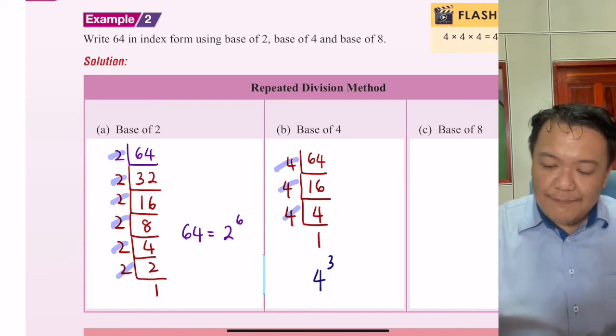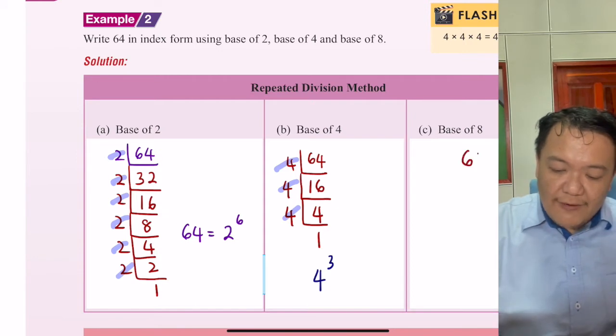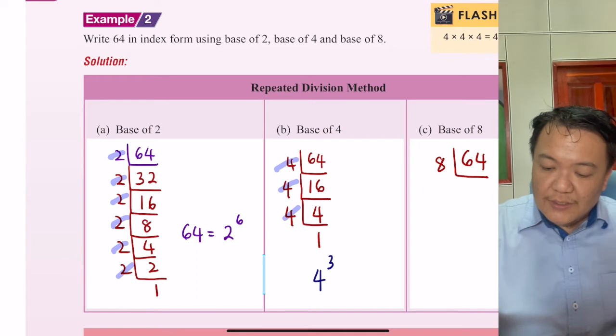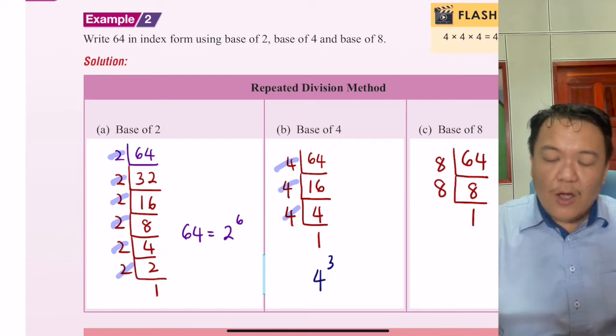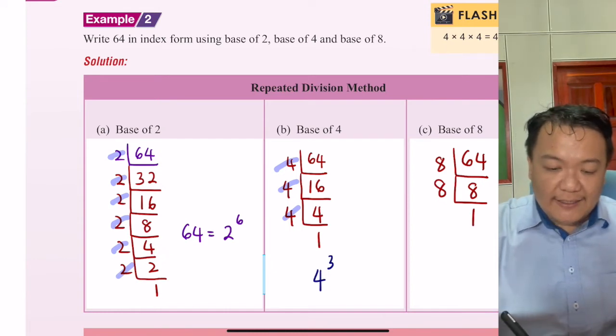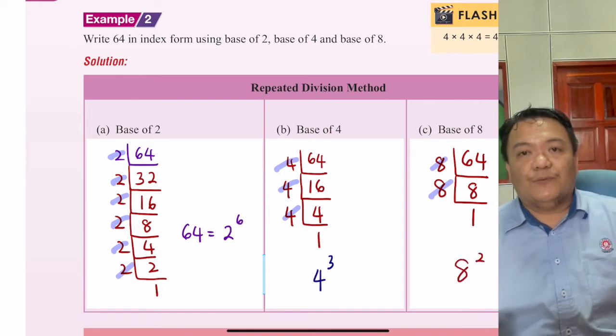Next, base 8. Same method. You divide 64 by 8. So 64 divided by 8, you get 8. Divide again by 8, you get 1. So how many 8 are there? You have 1 and 2. So your answer is 8 power of 2.